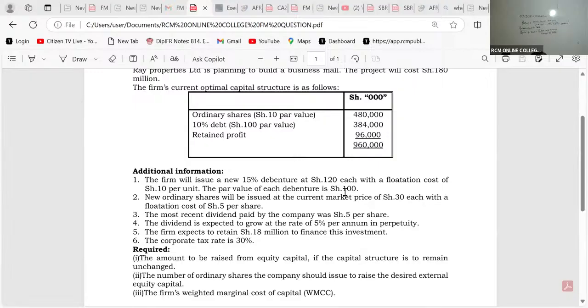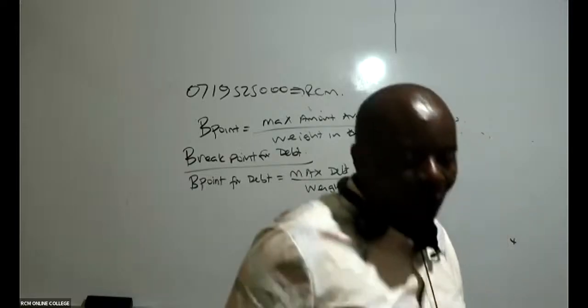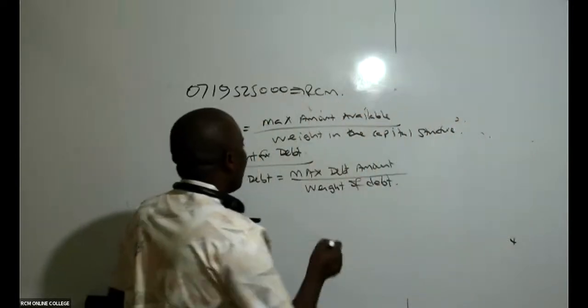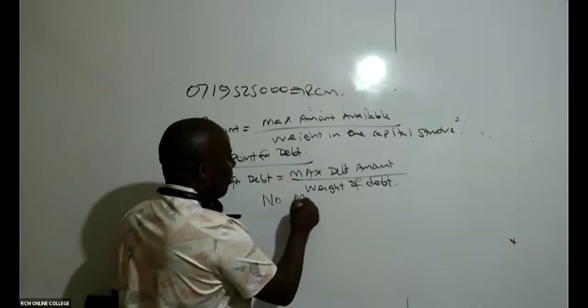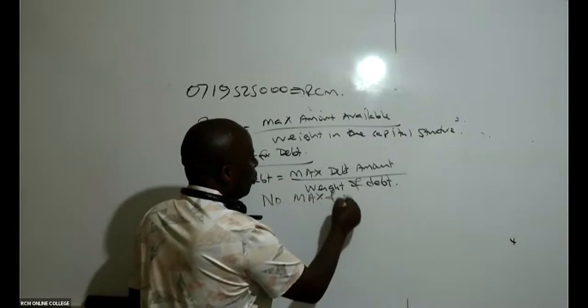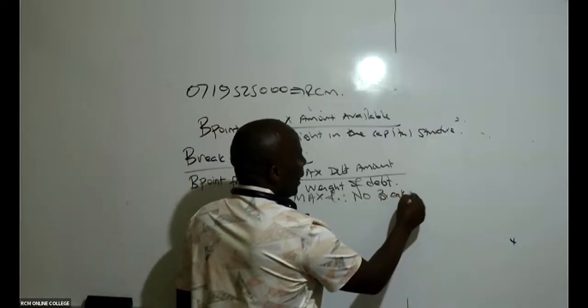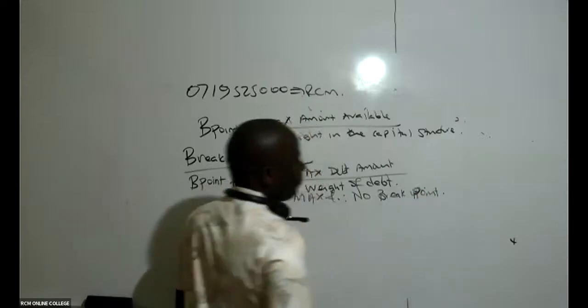Remember, breakpoints normally happen whenever there are restrictions. So here there are no restrictions at all. So what do we do? No maximum. So also for the breakpoint for debt, no maximum, and therefore no breakpoint.